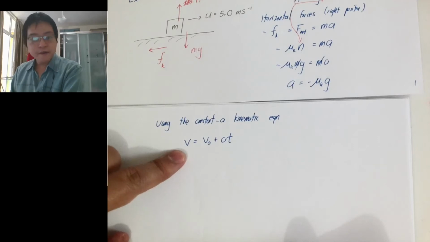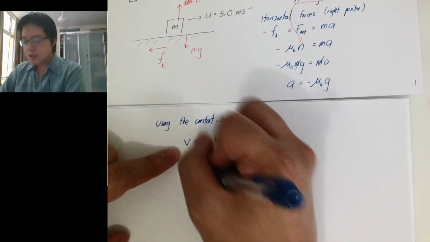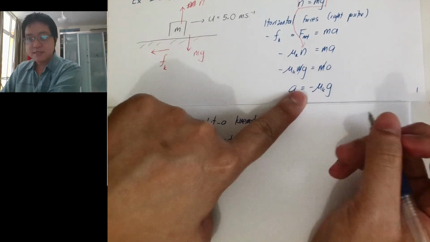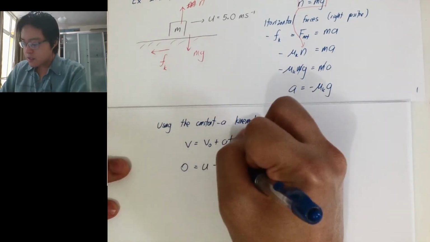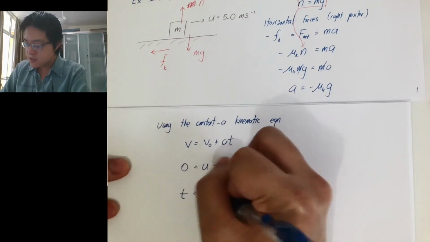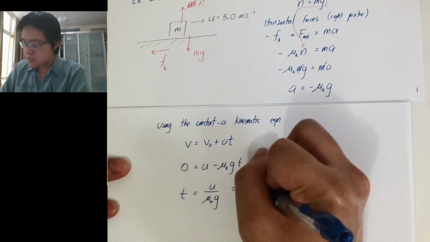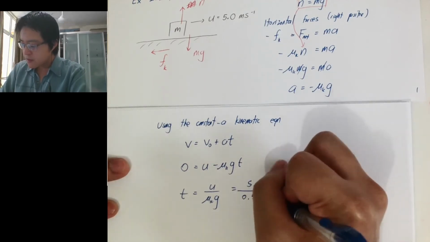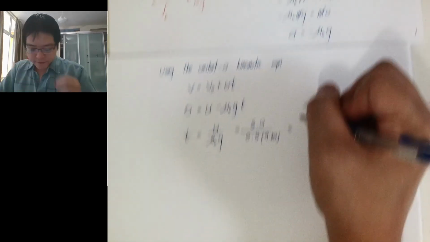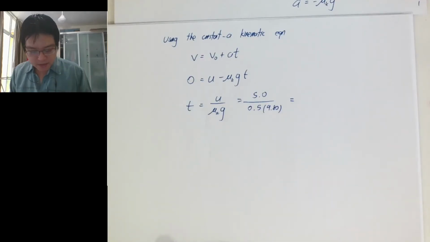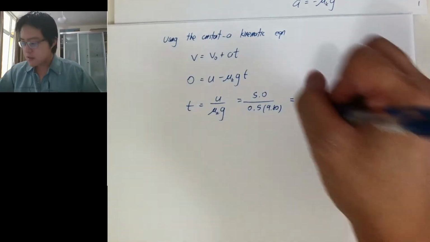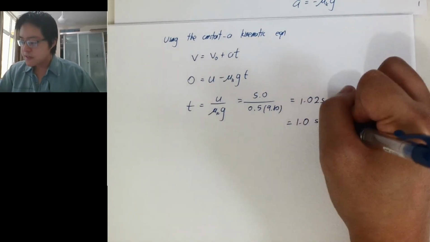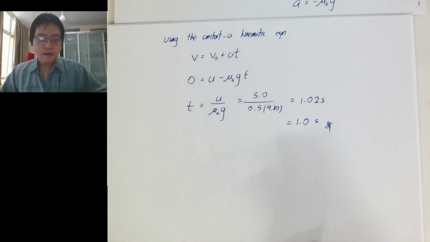My final velocity is zero, since I want to find out when it stops. My initial velocity is just 5, and my a is minus mu k g, and then t. So t is just v0 over mu k g. It is 5 divided by the coefficient, which is 0.5, and then 9.80. If I punch out the numbers, I get 1.02 seconds. Rounded to two significant figures, it's around 1 second.